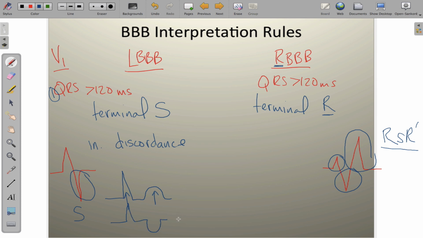So inappropriate discordance would be if you had a normal QRS complex and it was followed by a T wave whose force opposed the direction of the QRS complex, meaning that the QRS is upright and the T wave is negative, or it could be vice versa. You could have a negatively oriented QRS and an upright T. This would be a pattern of inappropriate discordance. The QRS and the T wave do not agree on which direction they should be traveling in.